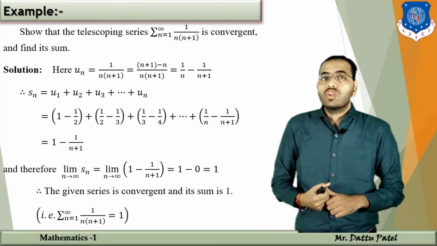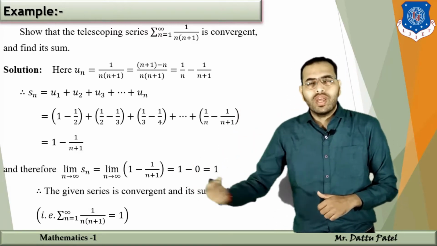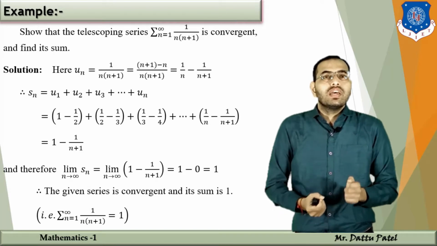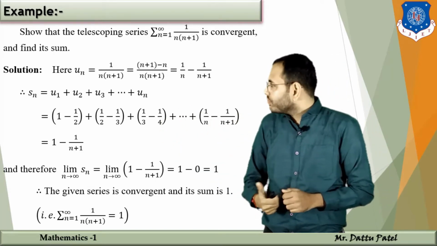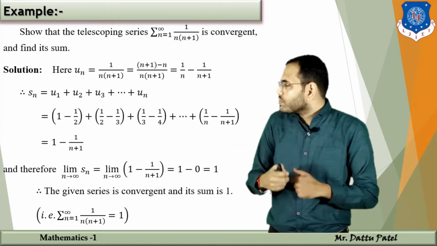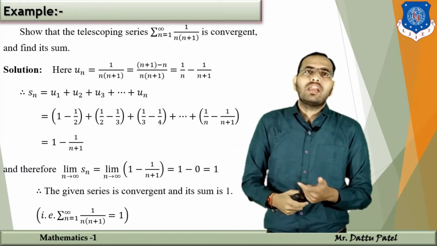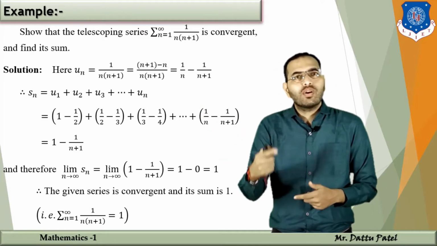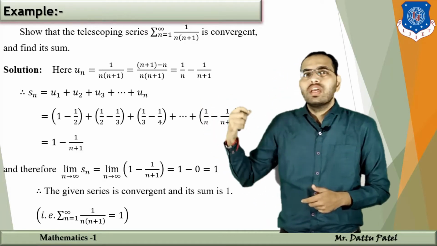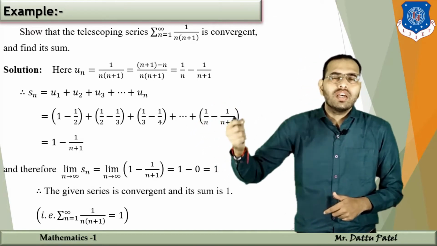Now Sn equals u1 plus u2 plus u3 up to un. Sn is nothing but the summation of the first n terms of the series. Now in this un, substituting n equal to 1, we get 1 minus 1 half. For n equal to 2, we get 1 half minus 1 by 3. For n equal to 3, we get 1 by 3 minus 1 by 4. All these values are substituted in Sn.